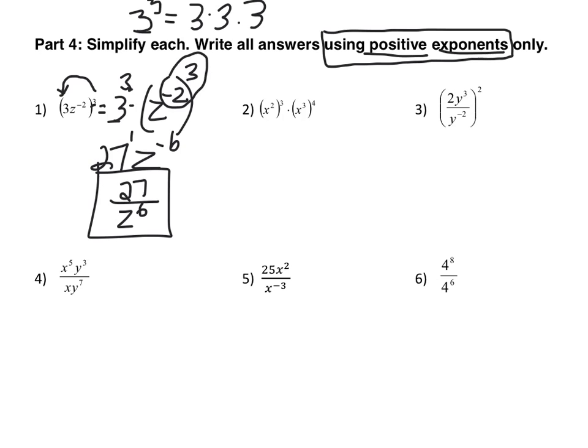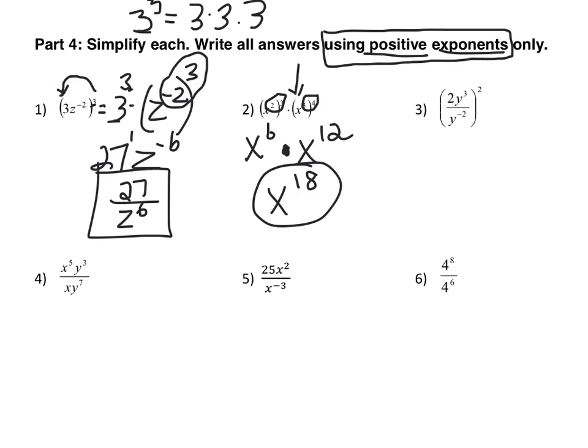In number 2, remember, PEMDAS tells us we have to take care of these exponents first before we can do this multiplication. So these exponents 2 and 3, when you have a power to a power, you can multiply the powers. 2 times 3 is 6. Here we have exponent of 3 raised to the power of 4. 3 times 4 is 12. We get x to the 12th. Now we can go ahead and finish by multiplying. When we multiply, the base stays the same. You add the exponents. X to the 18th.